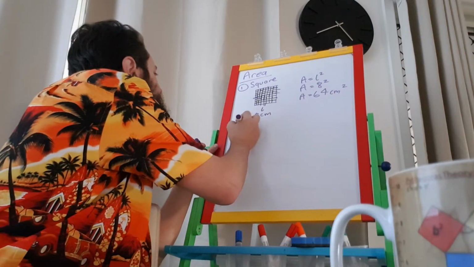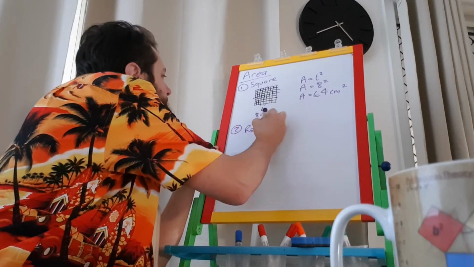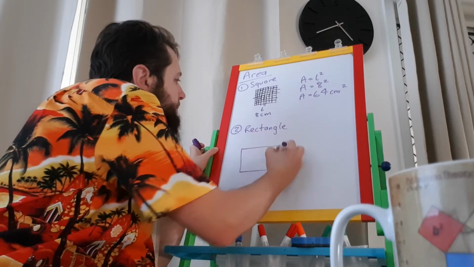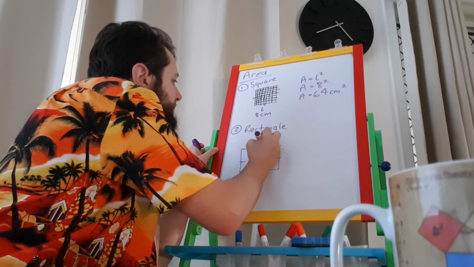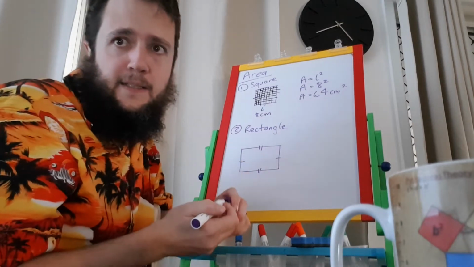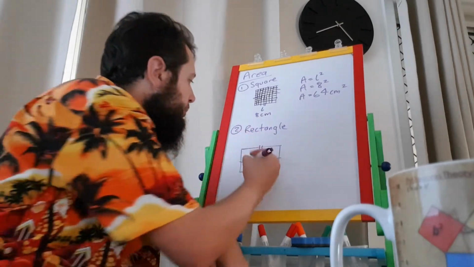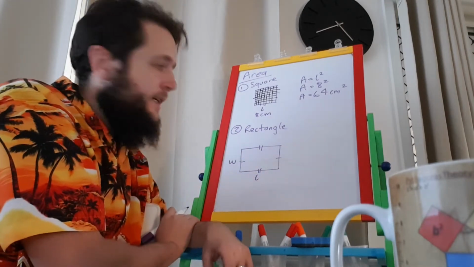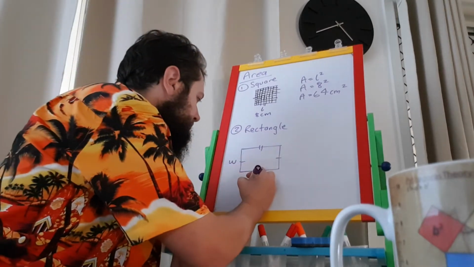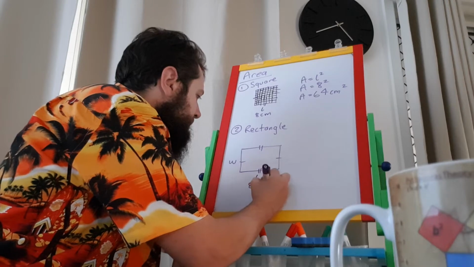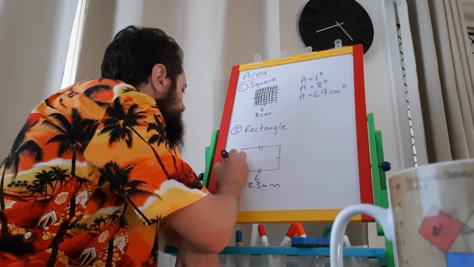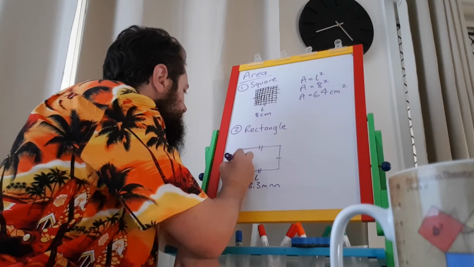Now, I just mentioned rectangle. I'm going to do it in a little more detail. So here's a rectangle. This side and those sides are the same length, and normally we call this L for length and this W for width. And in my example, I'm going to call this 8.3 millimeters. I'm going to call this 4.3 millimeters.